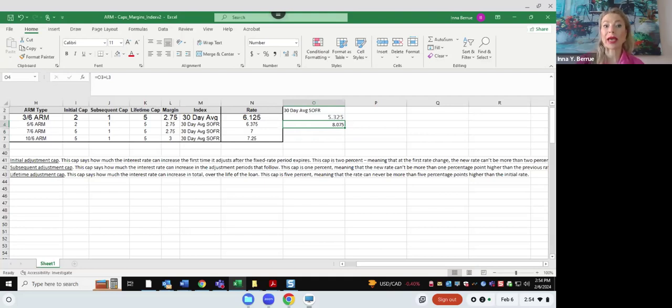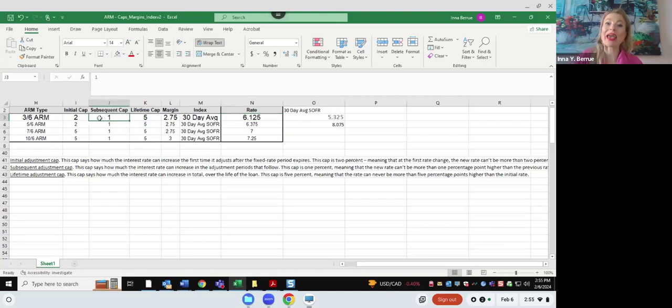So the initial cap is the maximum percentage points by how much your rate can change. So right now we're at 6 1/8, and the initial cap is 2, which means that we cannot have the first change be more than 8 1/8, right? 6 1/8 plus 2 would be 8 1/8 would be max. You cannot go higher that first time, okay?